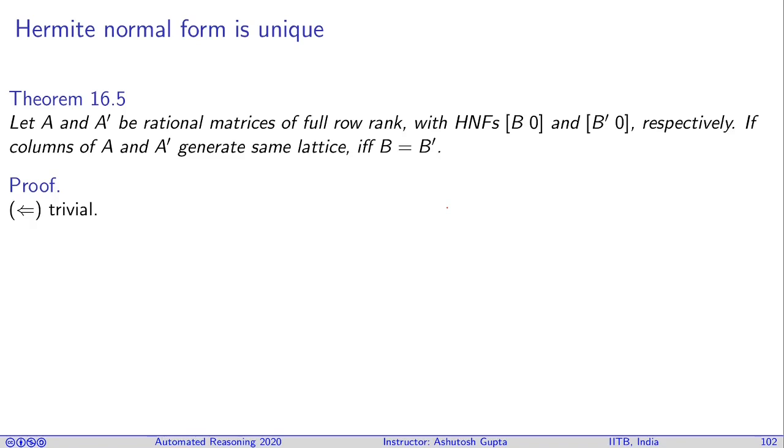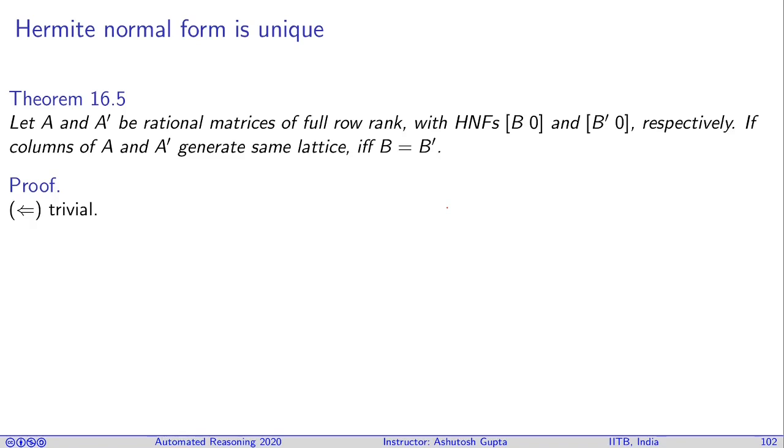Let's suppose there are two different matrices, A and A prime, and they are both full row rank matrices, with HNFs B and B prime respectively. If A and A prime generate the same lattices, then their HNFs should be the same, B and B prime. This is amazing because this allows us to have a sort of canonical form of these matrices.